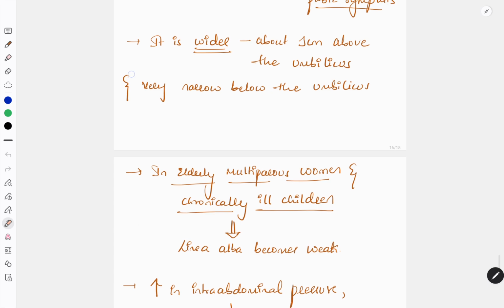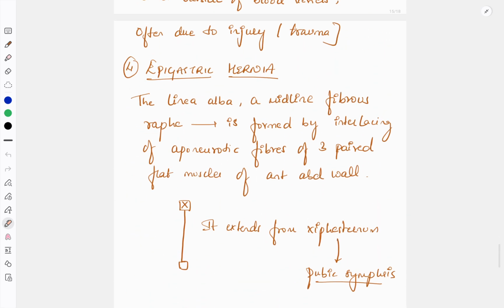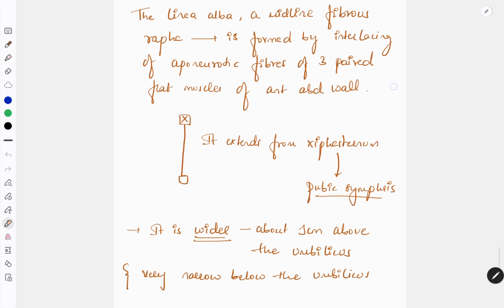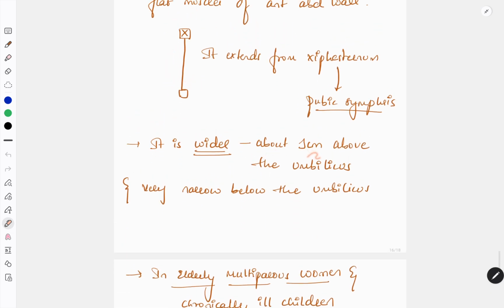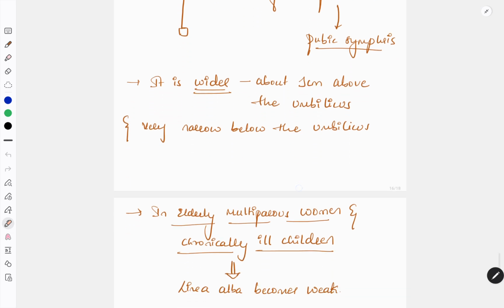So in epigastric hernia, what will you actually write? You will write what is linea alba. First of all, it is a midline fibrous raphe, and it extends from your xiphisternum to your pubic symphysis, and you will write it is wider above the umbilicus. It is wider, it's not 1 centimeter wide, sorry for that. It is wider, about 1 centimeter above the umbilicus, and then it is very narrow below the umbilicus.